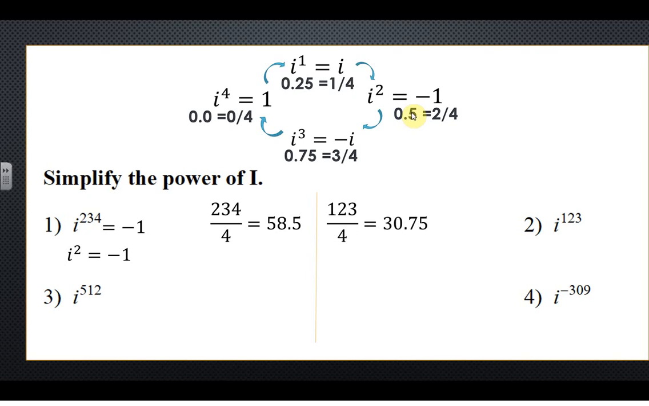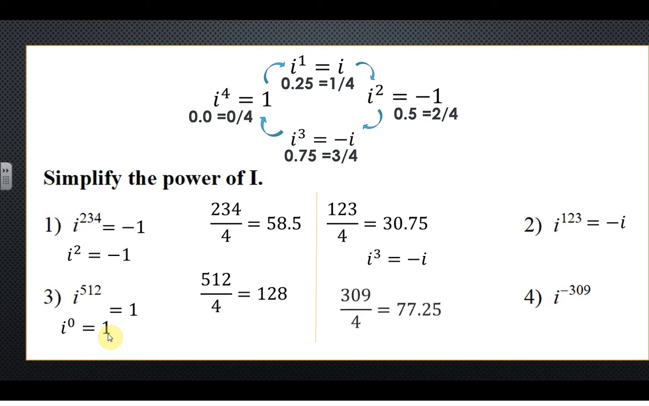Same thing. So i to the 123: divided by 4, you get 30.75. So .75 means you're at 3 quarters. So that's i to the third, which is equivalent to -i. So i to the 123 is -i. Okay, so 512 divided by 4 to figure out where we are is a nice pretty number. Nice pretty numbers mean that they fall in the fourth power. So i to the 0 is 1. So i to the 512th is 1.